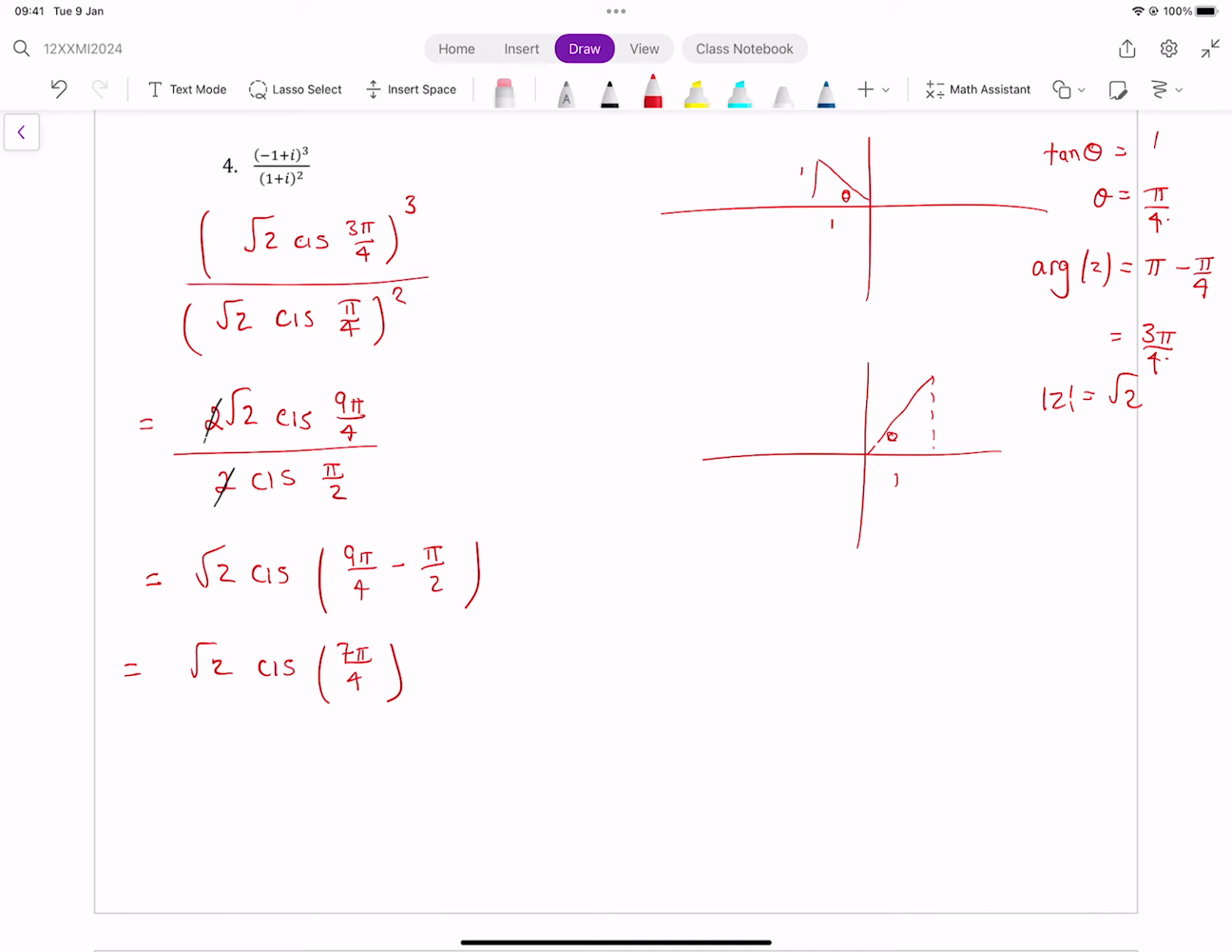Now 7 pi on 4, the number 7 on 4 is less than 2, so that's within one revolution of 2 pi. So 7 pi on 4 is over here.